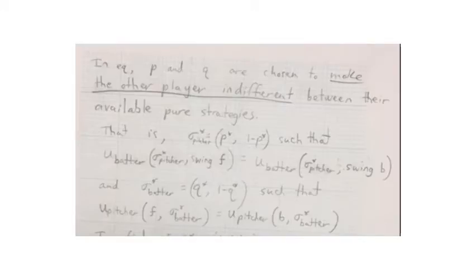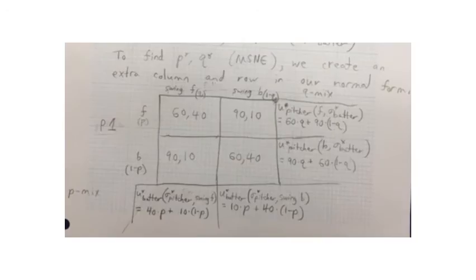And we'll see how to incorporate these two conditions when we solve the game between the pitcher and the batter for a mixed strategy Nash equilibrium. And we'll do that in the next slide. To find P star Q star, or our mixed strategy Nash equilibrium, we create an extra column and row in our normal form. We call the extra row the P mix row, the extra column the Q mix column.